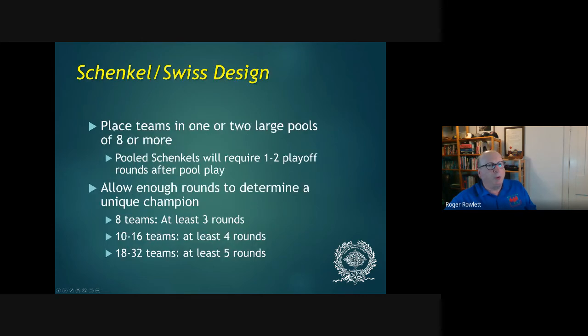So now once you know what the tie breaks are, then it's really easy to run your Schenkel Swiss. So you basically place your teams in 1 or 2 very large pools of 8 or more. Pooled Schenkels require 1 or 2 playoff games after your pool play. If you can accommodate all the teams in 1 big pool, you can do it that way, and it works pretty easily.